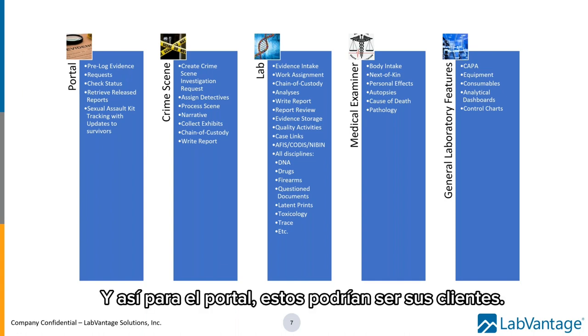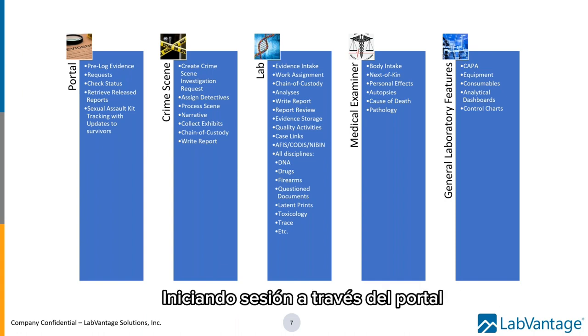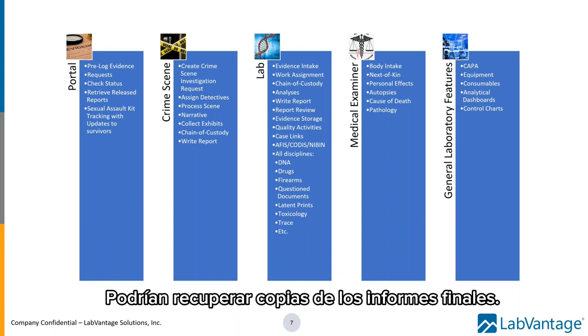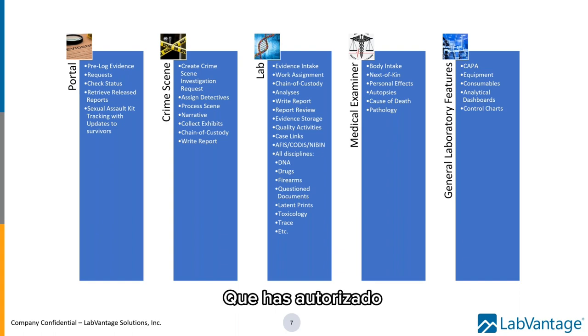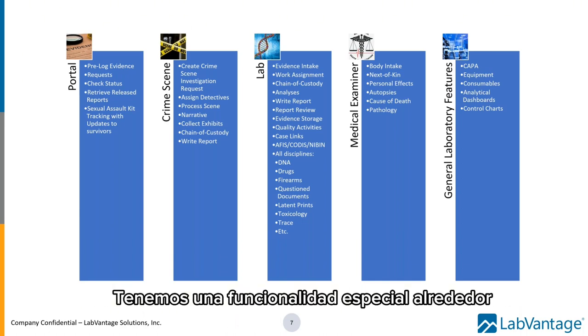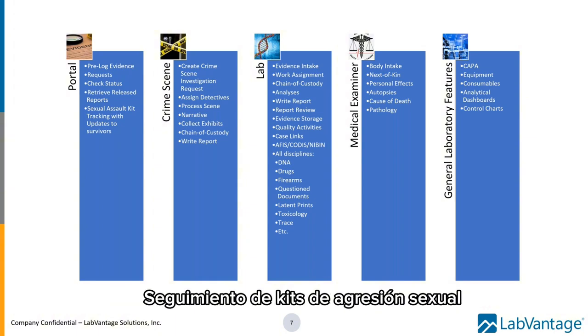And so for the portal, this could be your clients logging in through the portal to pre-log their evidence. They can request testing. They could check the status of the work that they've already submitted. They could retrieve copies of the final reports that you've authorized. Also through the portal, as well as through the LIMS, we have some special functionality around sexual assault kit tracking.